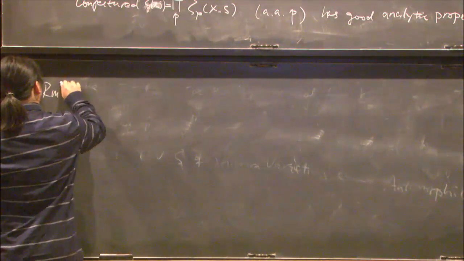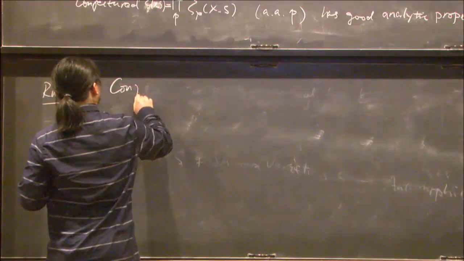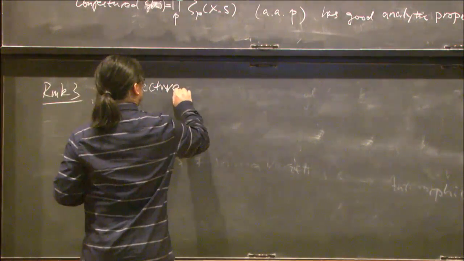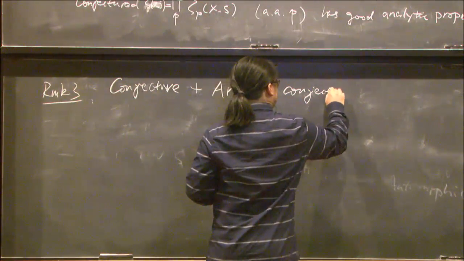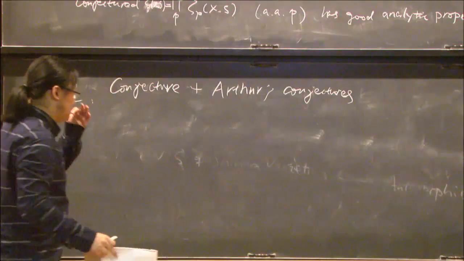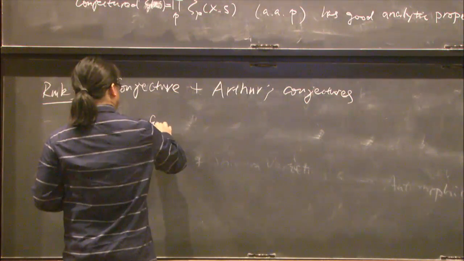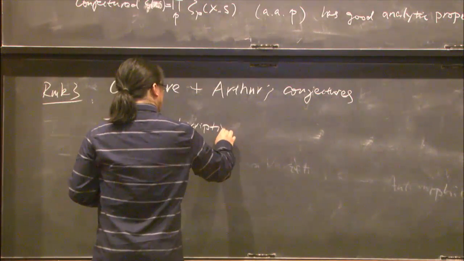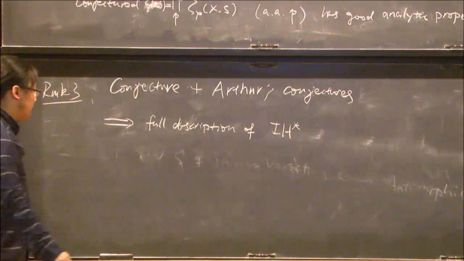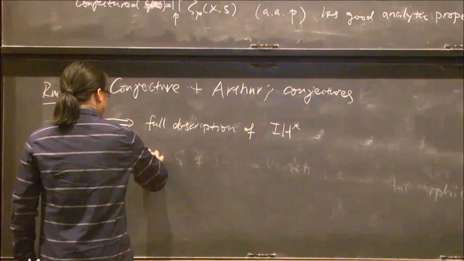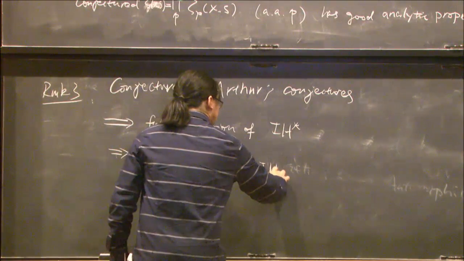Conjecture, remark 3. So conjecture 1, together with other conjectures about parameterizing and the multiplicities of automorphic representations, implies a full description of the intersection cohomology as a module over the Galois group and the Hecke algebra, and it would also imply automorphy of the Hasse-Weil zeta function of the intersection cohomology.